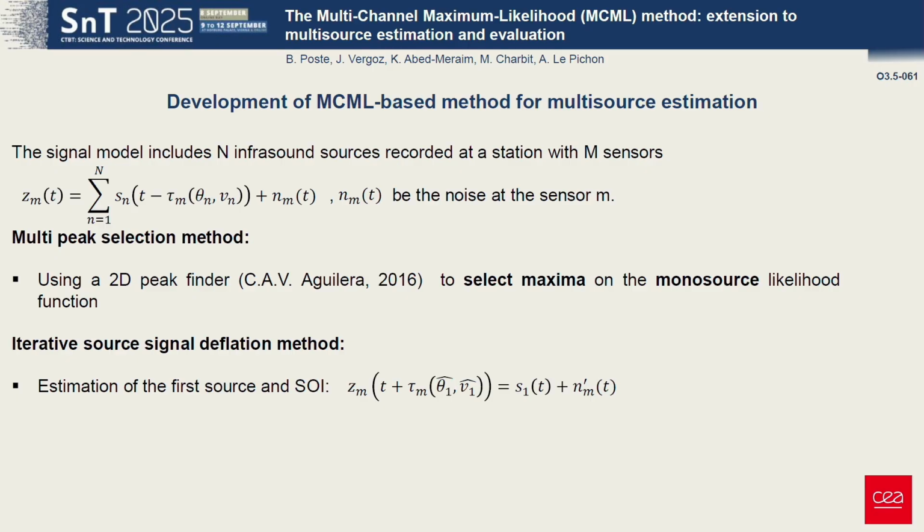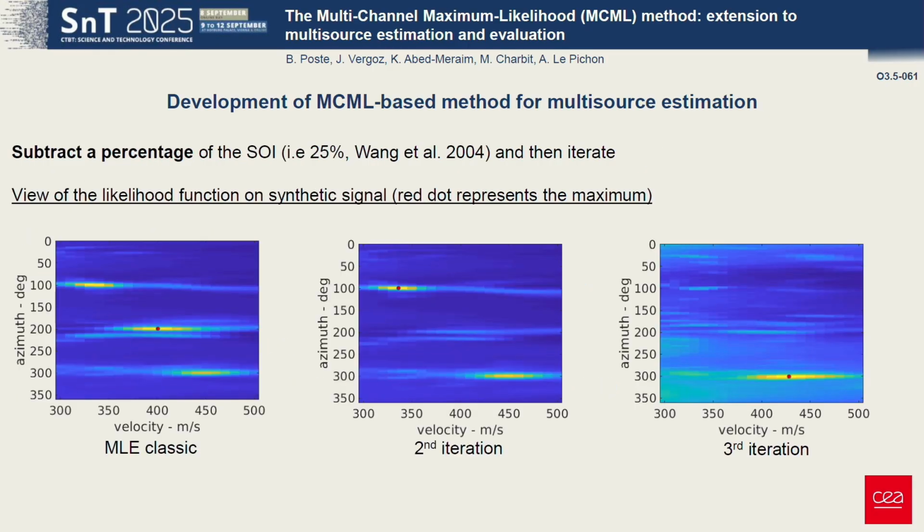One naive method is to use a 2D peak finder on a monosource likelihood. So it's a really naive approach. Another approach is to stay in a monosource hypothesis all the time by subtracting the signals and iterating each time we want another source. And it can be done because each time we estimate the azimuth and the velocity, we can then realign all the signals and subtract them by a certain percentage, here 25%. And then iterate.